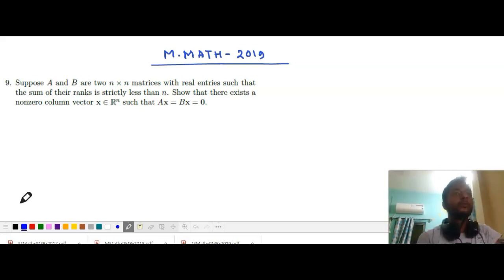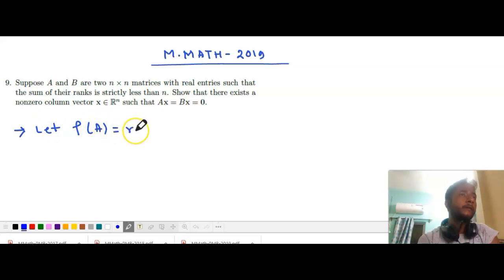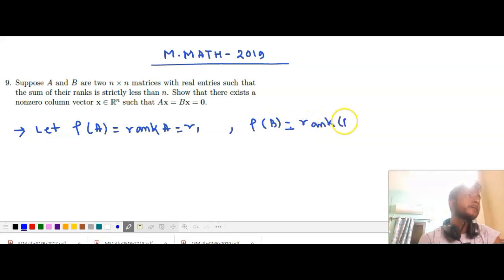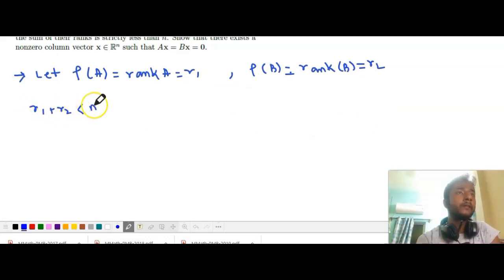Right? So what is given to us? Let rank of A be equal to R1 and rank of B be equal to R2, right? Now what is given to us? It is given to us that R1 plus R2 is strictly less than n, right?